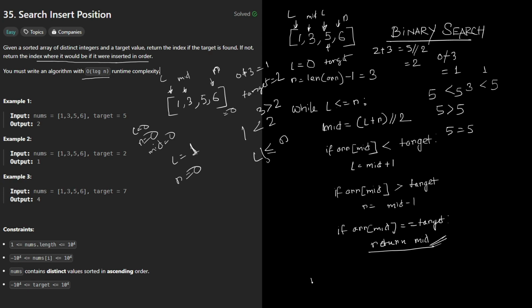So what we can do is return L, and our L value would be 1. So in case there is a fictitious target which is not present in the array, we have to return the left pointer, because that would be the index where it would be present in case it was inserted in order. So that is the idea.